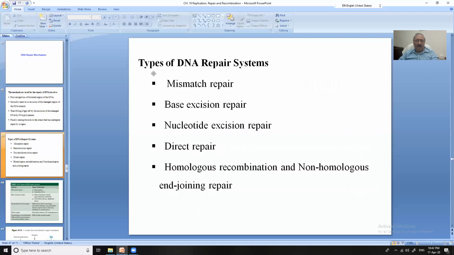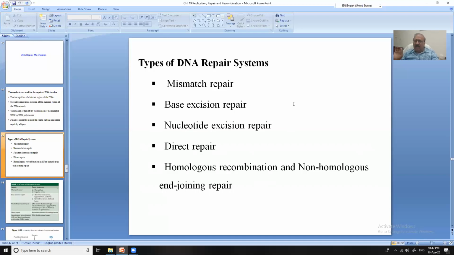These are some types of the repair systems: mismatch repair, base excision repair, nucleotide excision repair, direct repair, homologous recombination, and non-homologous end joining repair.